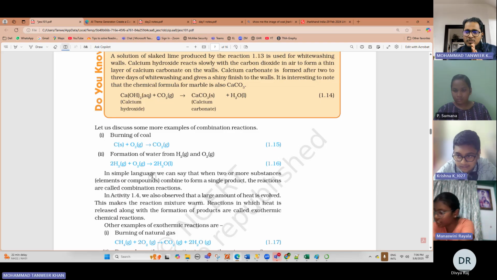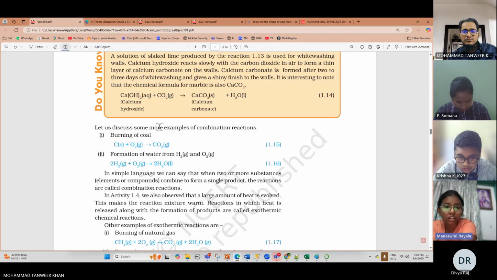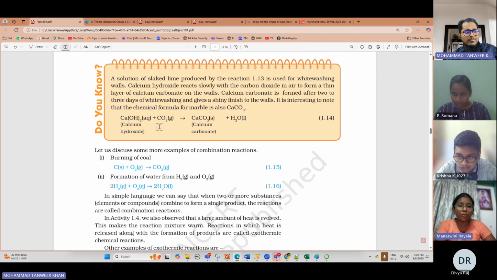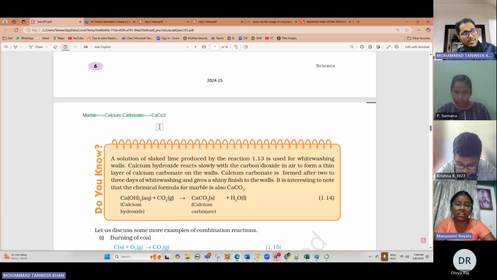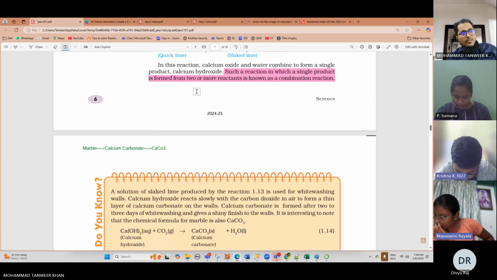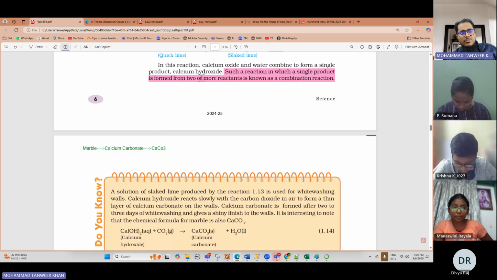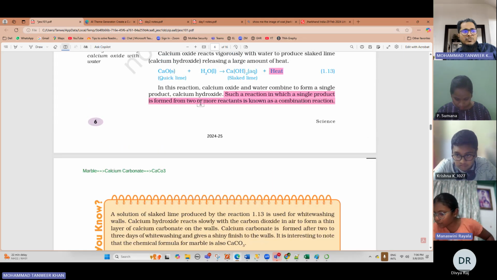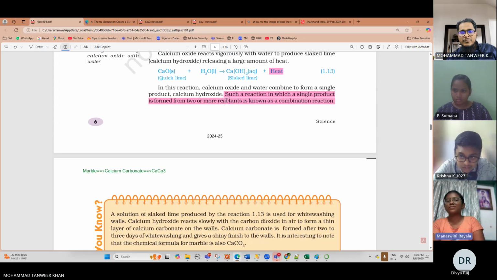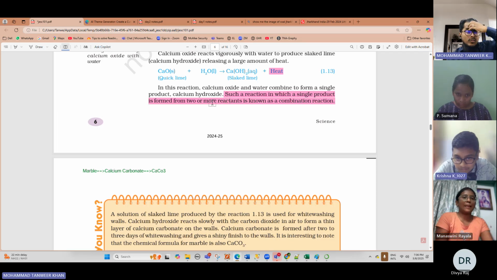But sir, on the page before, they gave that two reactants combine to produce one product. No, they said two or more reactants. Yesterday you also said they have mentioned two or more. Oh, it is two or more here as well. Two or more reactants. I wrote only two, sir. Okay, no problem.